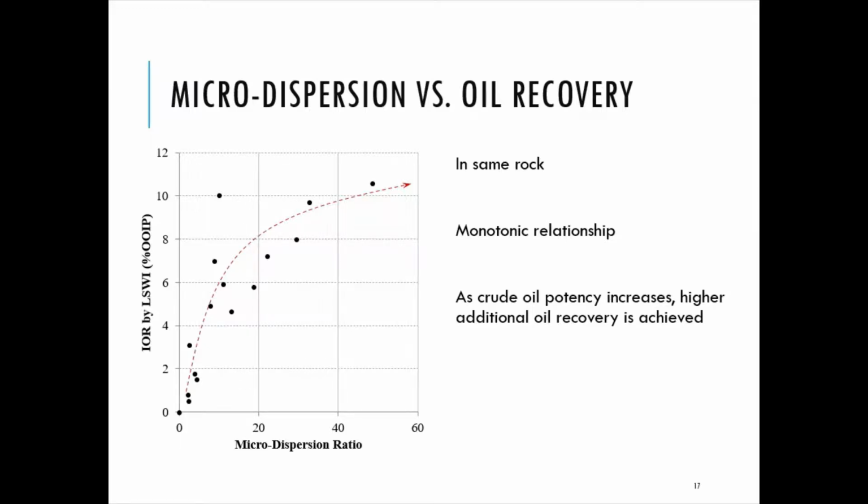So if we have a very low micro-dispersion ratio, there is very little additional oil recovery. And if we have very high potency of that crude oil in terms of micro-dispersion formation, we will get very high additional oil recovery by low salinity water injection. So this simple curve can show that there is a very direct relationship between the oil polar component responsible for micro-dispersion formation and additional oil recovery by low salinity water injection.